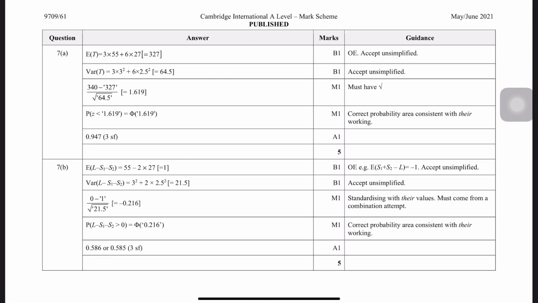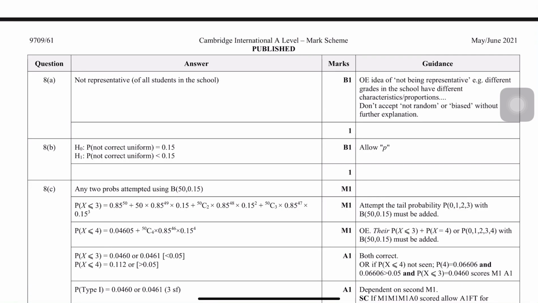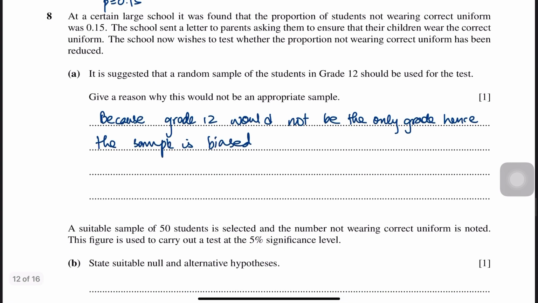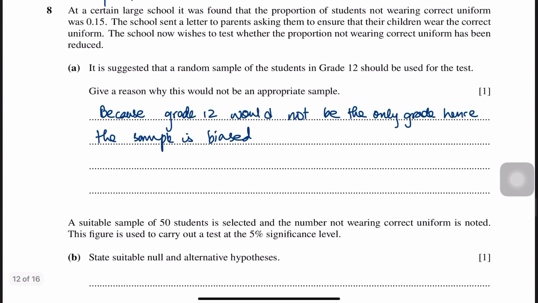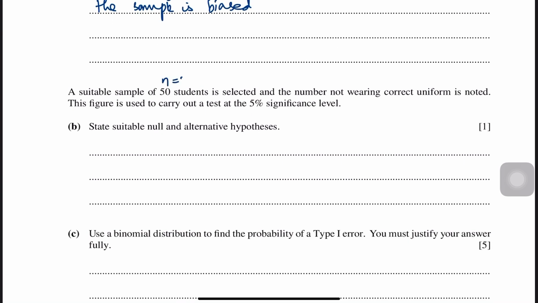Okay, let's see what the marking scheme says. It says not representative of all the students, or the idea of not being representative, have different characteristics. Don't accept not random or biased without further explanation. So yeah, so I've given you further explanation. Grade 12 would not be the only grade. Okay, then it says a sample of 50 students. So n is 50 is selected, and the number not wearing correct uniforms is noted. This figure is used to carry out a test at the 5% significance level.